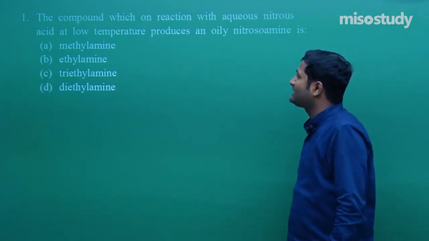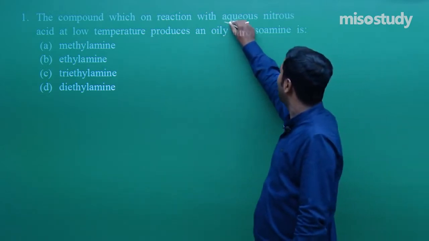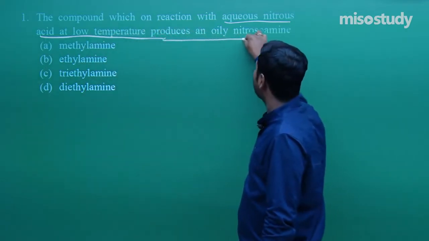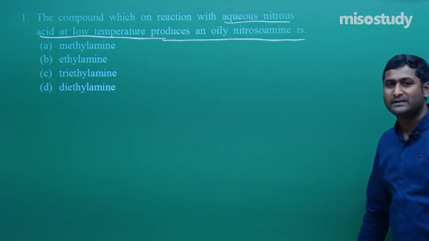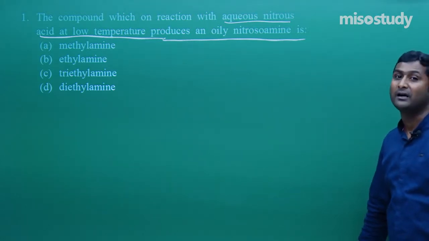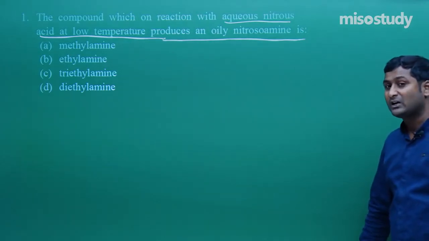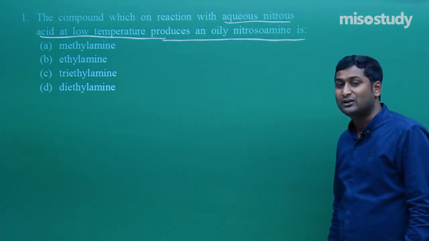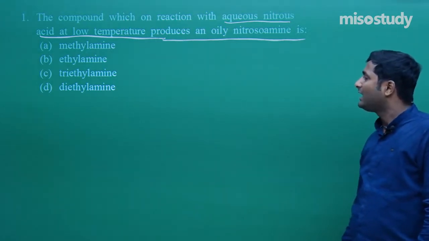What is given here? The compound which on reaction with aqueous nitrous acid at low temperature produces an oily nitrosoamine. Do you remember this? How to differentiate 1 degree, 2 degree and 3 degree amine? If it is a 1 degree amine, it will give you alcohol. But if it is a 2 degree amine, then on treatment with aqueous nitrous acid at low temperature, it gives a yellow oil. Remember this? It gives a yellow oil.